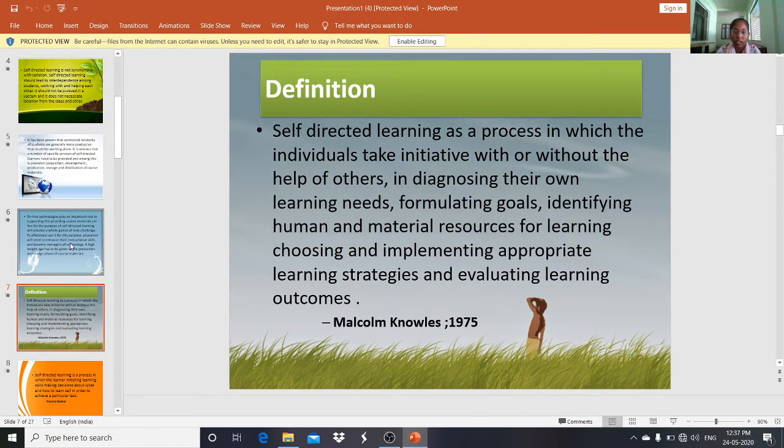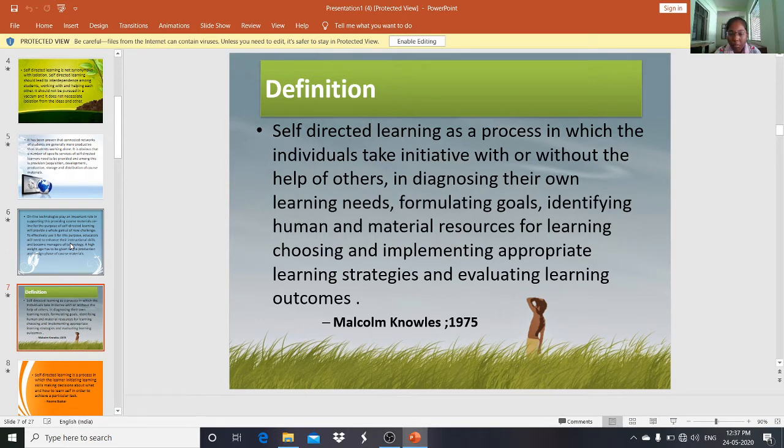Next, coming to the definition. What is meant by self-directed learning? Self-directed learning is a process in which the individual takes the initiative, with or without the help of others. In self-directed learning, the individual may be involved alone and learns whatever he or she wants, in diagnosing their own learning needs, formulating the goals, identifying the human and material resources for learning, choosing and implementing the appropriate learning strategies, and evaluating the learning outcomes.